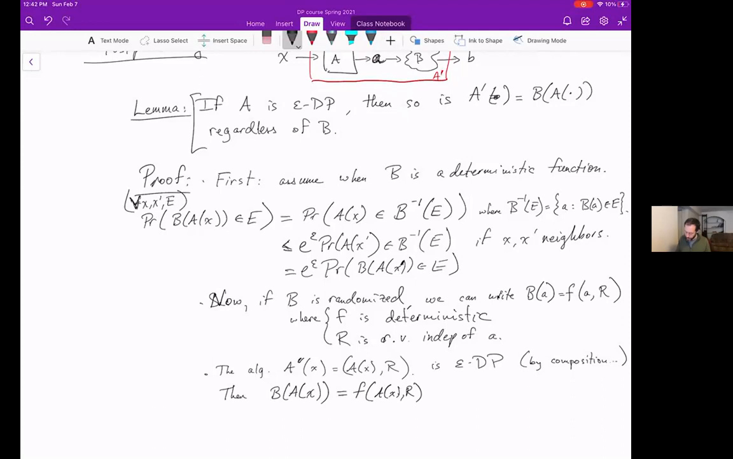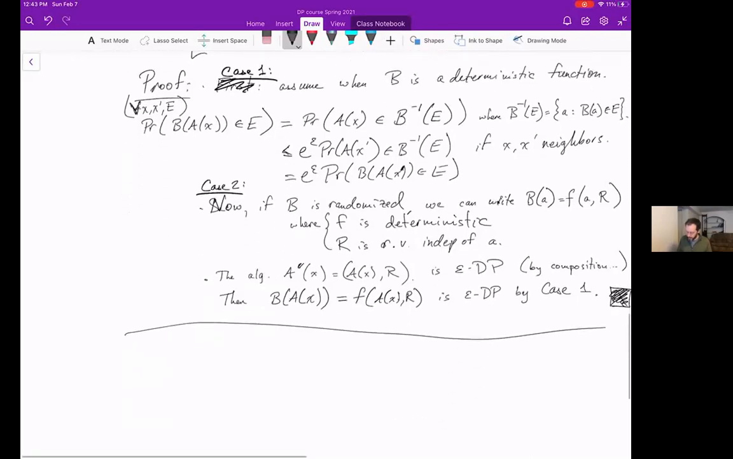And so what we're doing is applying a deterministic function to the output of an epsilon differentially private algorithm. So this thing is epsilon differentially private by the first case. Let's call this case one and case two. Okay, so QED, we're done.